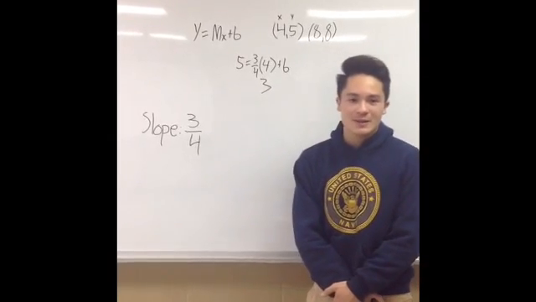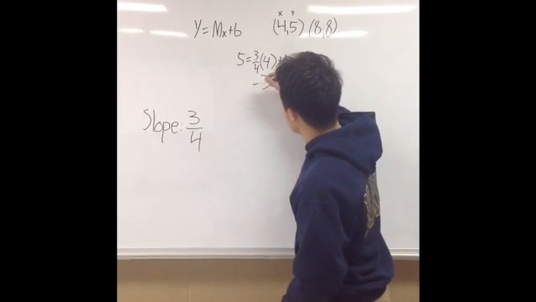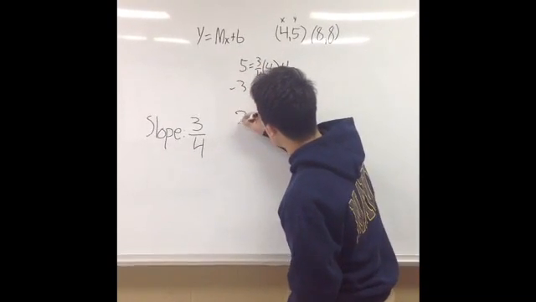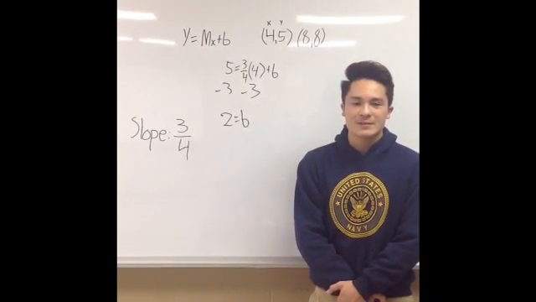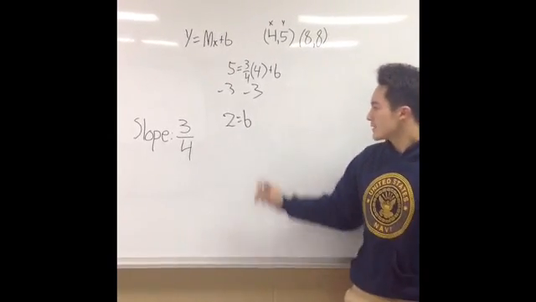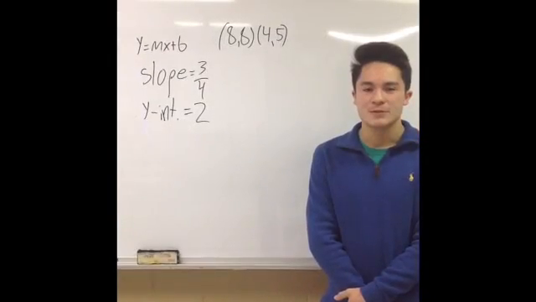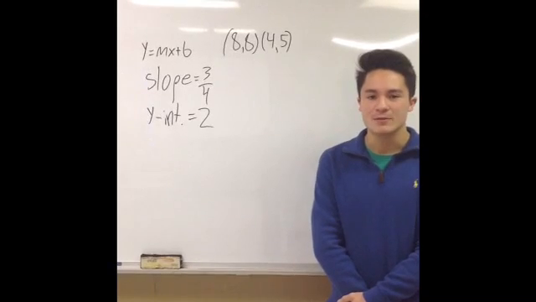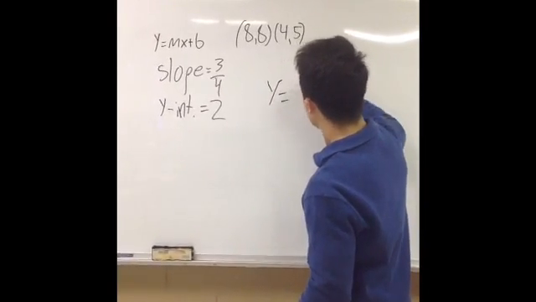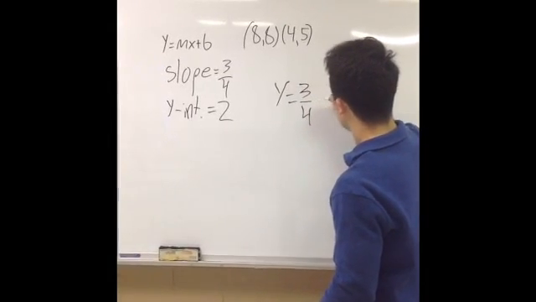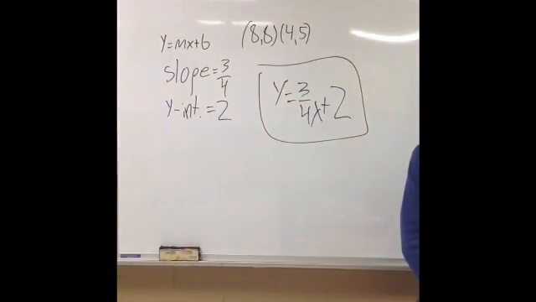And we have to subtract that to get the b, the y-intercept, by itself. So I've subtracted 3 from 5, and that makes my y-intercept 2. Now I'm going to fill all the necessary information into the y equals mx plus b formula. And that's your final answer.